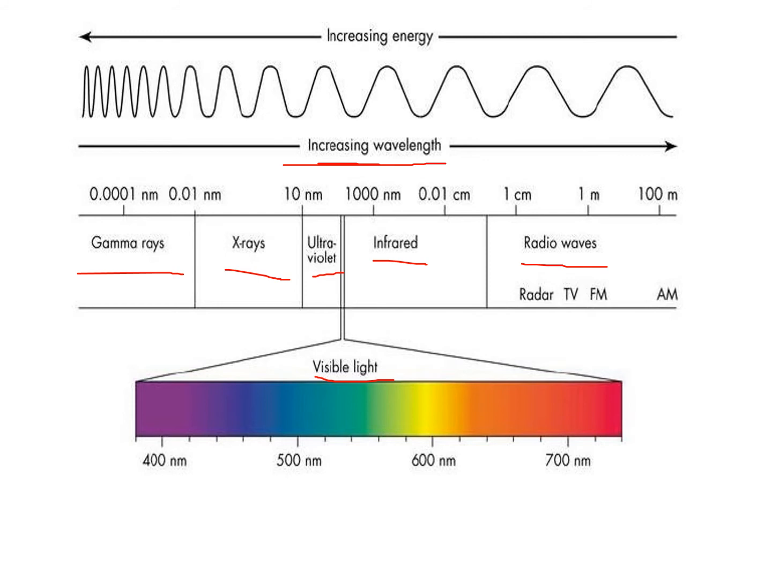That means which among these waves has the longest wavelength? Radio waves. Radio waves have the longest wavelength. Which one has the shortest wavelength? It is the gamma rays. So that is how you arrange them according to their wavelength.